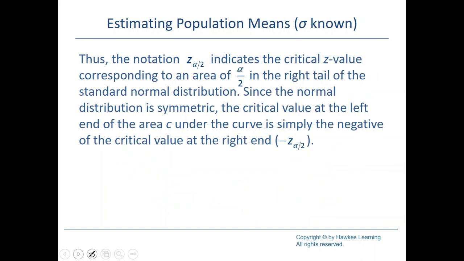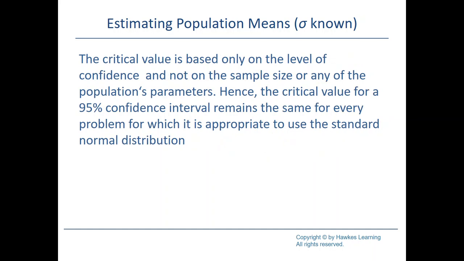Now, the notation for z alpha over 2 indicates that critical value, the z value that corresponds to that area. Basically, we've got a right tail and a left tail, but we want it perfectly symmetrical. So the critical value to the left end of the curve is going to be the negative z alpha over 2. We prefer to use this one when using only the tables. If you're working your way through this with the tables, you're going to be using the negative z alpha over 2. Okay.